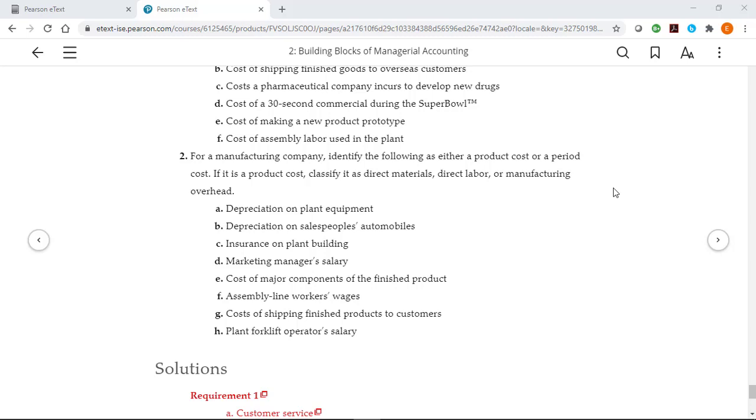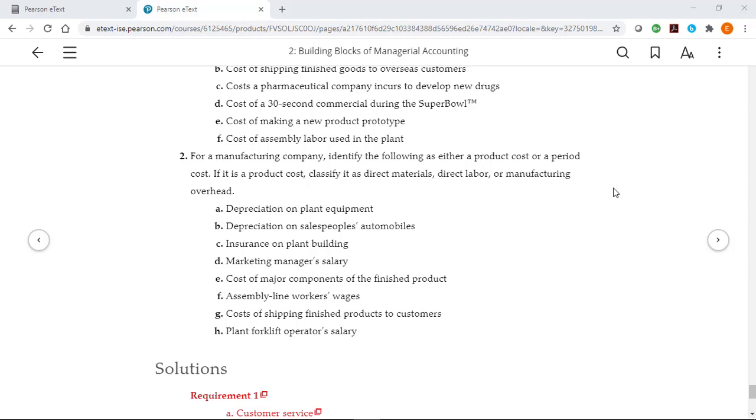Is it direct material or direct labor? No. So that's going to be manufacturing overhead. So what about D, marketing manager salary? What do you want for that? That should be period cost.